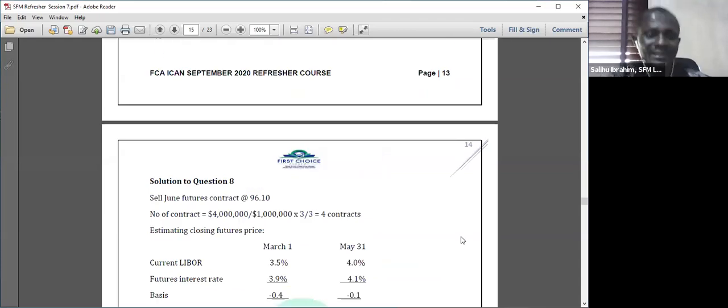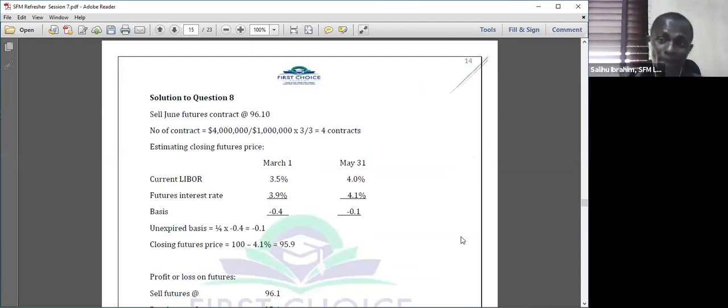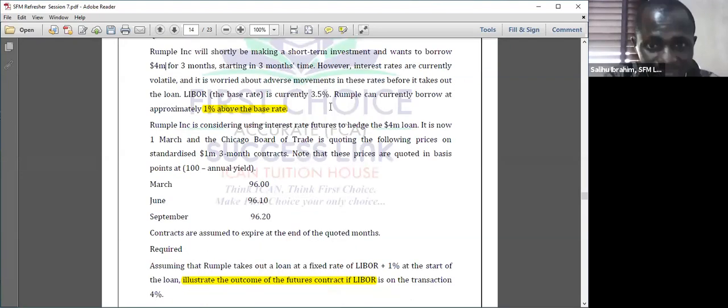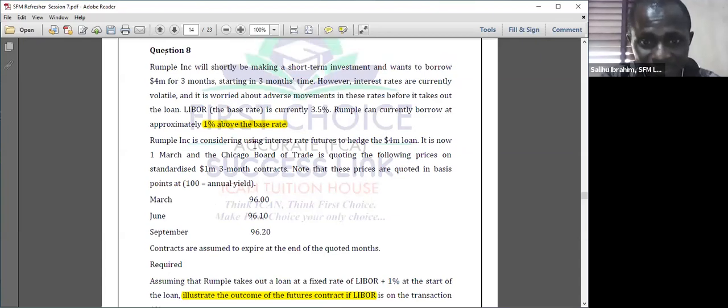Look at it. Because we are borrowing, the company should say what? June. Let me show you the reason why I'm saying June. It is now 1st of March. Can you see that? It is now 1st of March. And when will the company need this money?